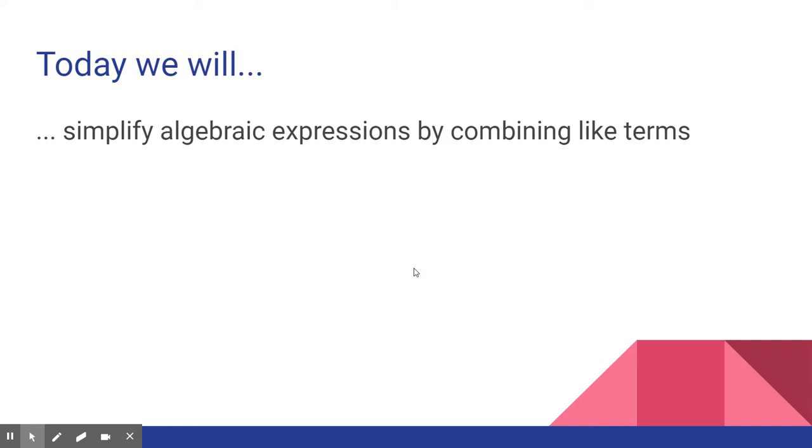Today, we're going to simplify algebraic expressions by combining like terms. And expressions, remember, there's no equal sign to it. So we're going to simplify them. If there's something called 5 terms, we're going to get it down to 2 terms. That's how you simplify. You clean things up.